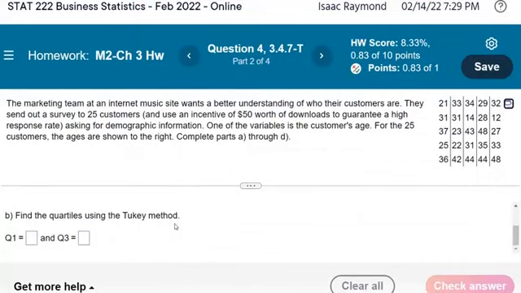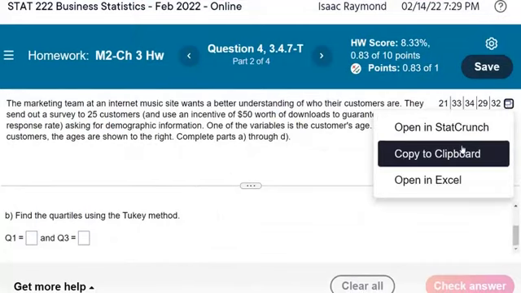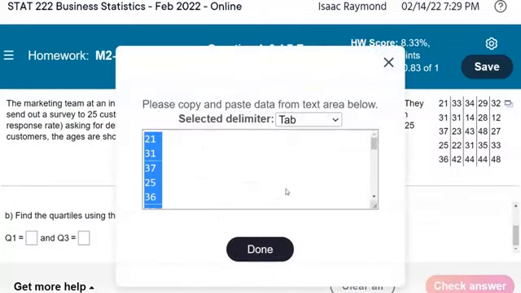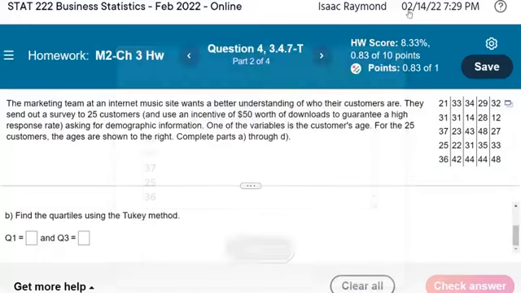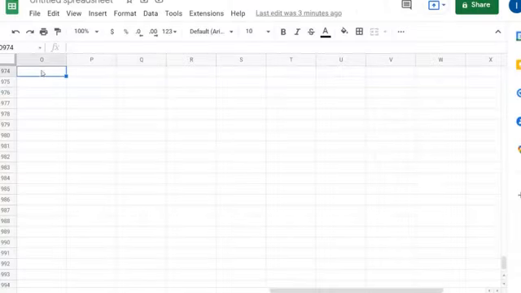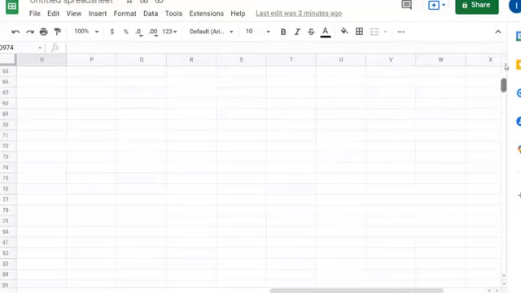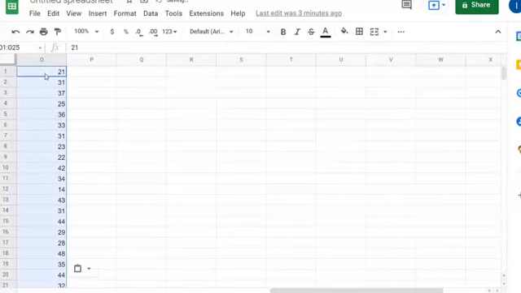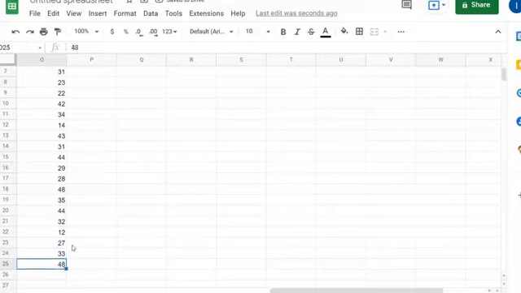Okay, part B says find quartiles using the Tukey method. This debate isn't usually had too often, but there are two different ways of calculating the quartiles of a data set with an odd number of data points. Tukey's method is the same as what's typically taught in schools if there's an even number of data points. But where Tukey's method differs is when you have an odd number. So I'll show you what I mean.